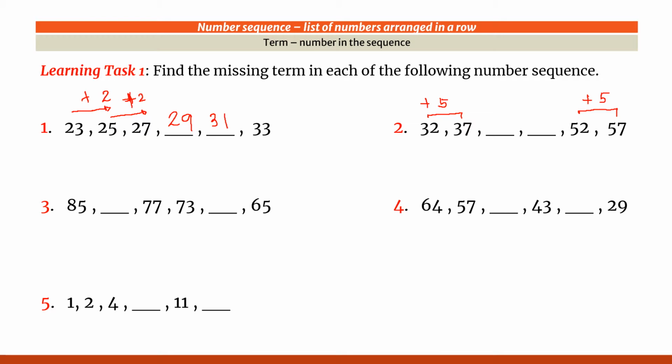next term? Kung susundin natin yung plus 5 on top, so 37 plus 5 will give us what? 42. Okay? And then 42 plus 5 will give us 47. Okay? And 47 plus 5, of course, the answer is 52. And 52 plus 5, the answer is 57. Meaning to say, the unknown two terms in sequence number 2 are what? 42 and 47. Okay? Next, 85, blank, 77, 73, blank, 65.